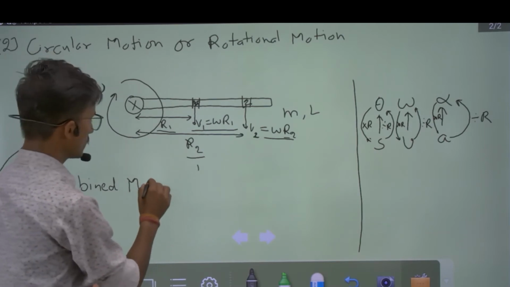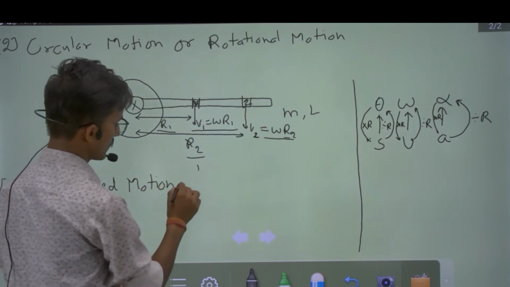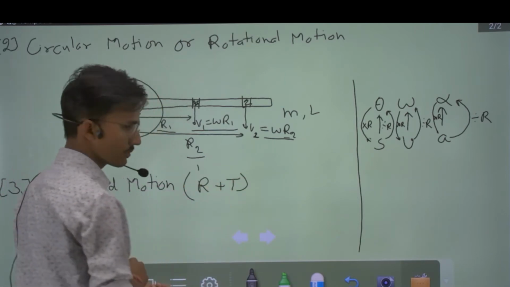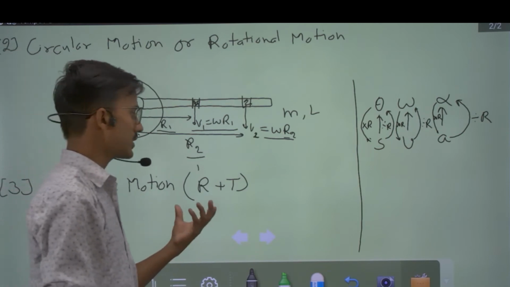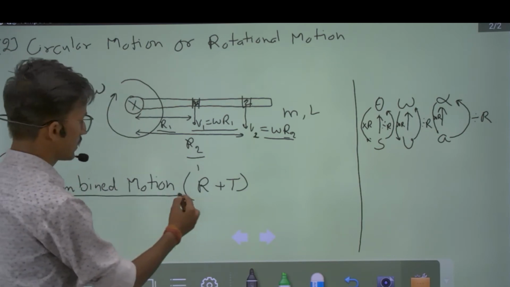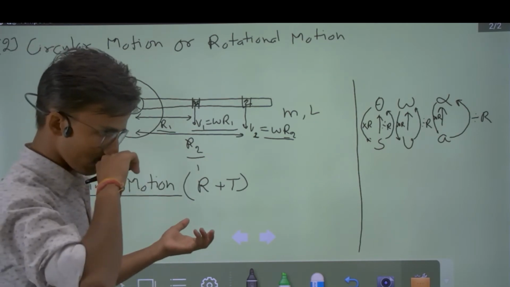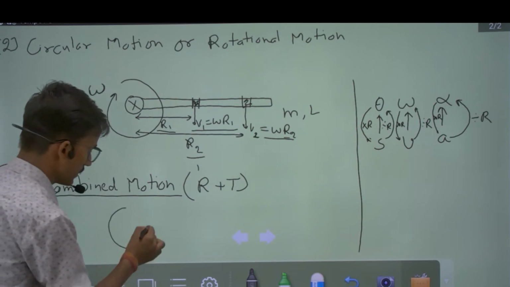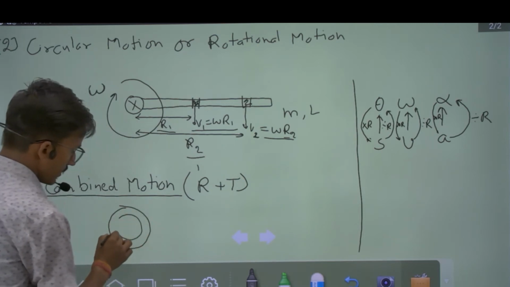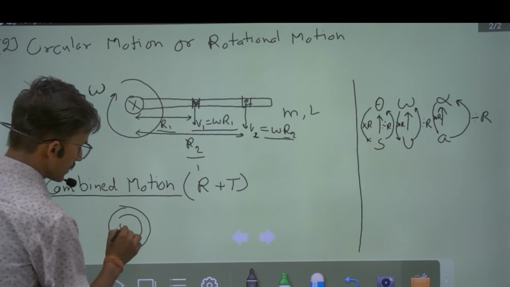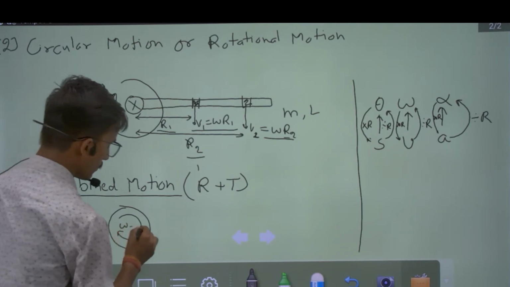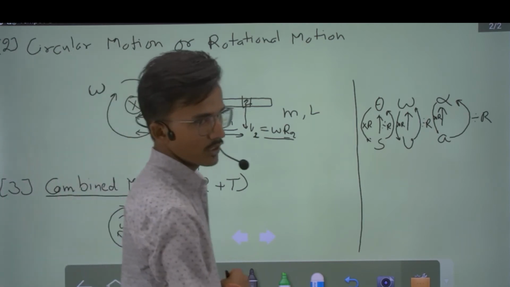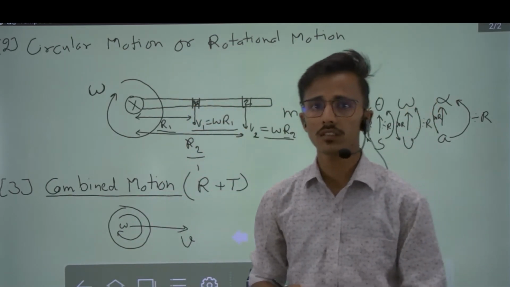What will happen in combined motion? In combined motion, rotational motion will be there plus translation motion will be there. The best example of this combined motion is the wheel of a car or anything. If a wheel is given, and the car is moving, then it will definitely rotate with some angular velocity, and it will move ahead as well with some velocity. So this motion is known as the combined motion.